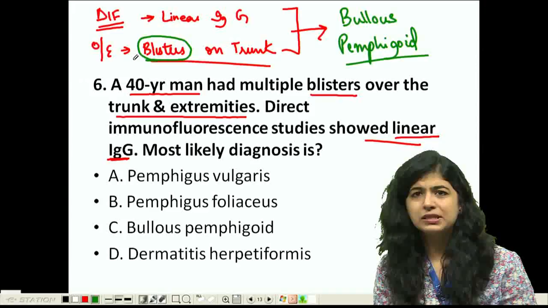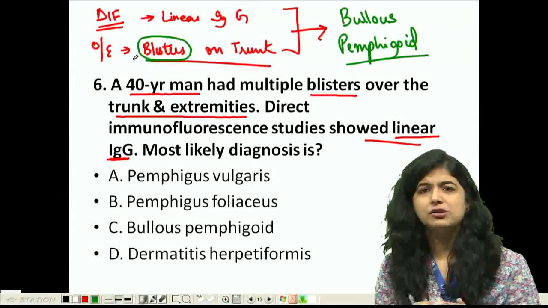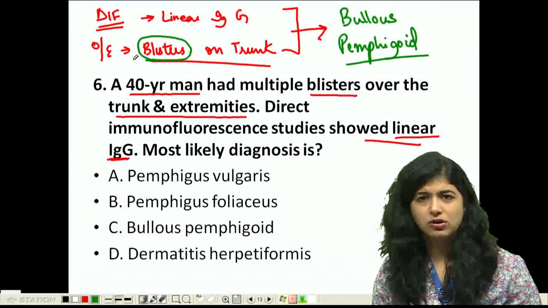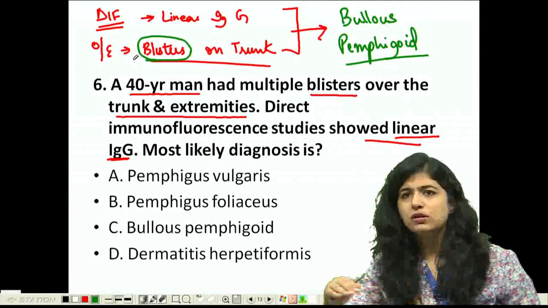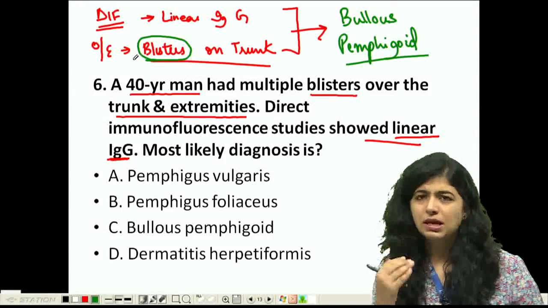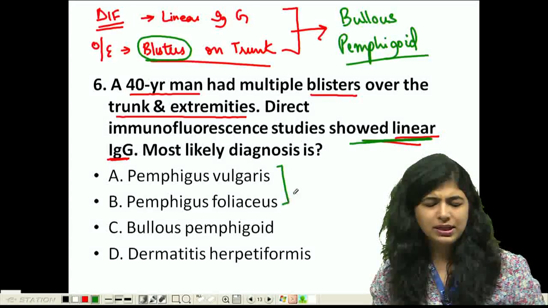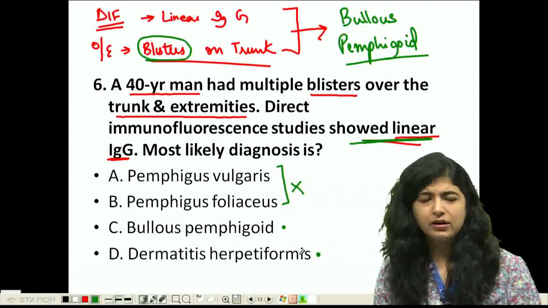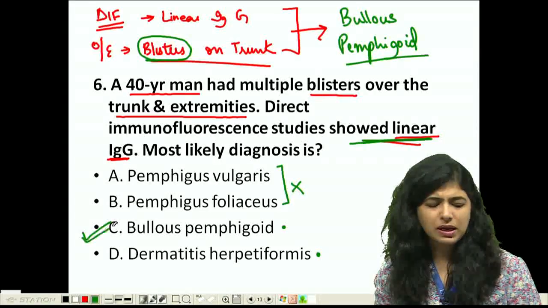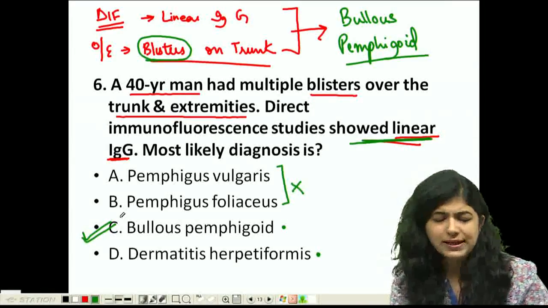So linear IgG means again it is a positivity on the dermoepidermal junction. If it is a positivity on the dermoepidermal junction, again it tells you that it is talking about the subepidermal group of disorders, right? Because the pemphigus group will have fishnet IgG in the epidermis. If it is only the dermoepidermal junction that is involved, it means it is the subepidermal group of disorders. So once we have pointed out that this is a subepidermal group of disorders, these two are out of contention. Now we are left between either bullous pemphigoid or dermatitis herpetiformis. Clinical description in favor of bullous pemphigoid, DIF in favor of bullous pemphigoid, answer becomes C. Clear to you? This is a very easy one.